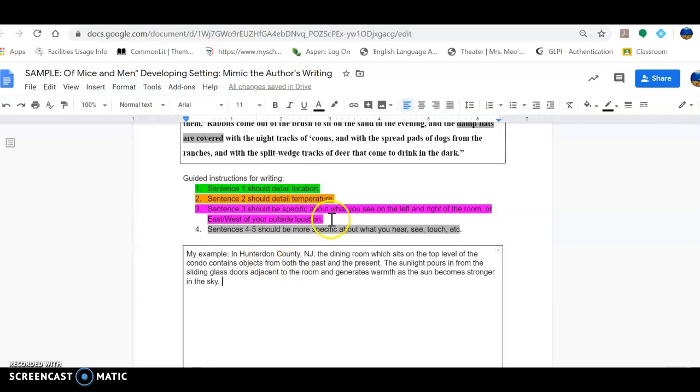For the third sentence, I want you to be specific about what you see on the left-hand side of the room, the right-hand side of the room, or east and west if you're outside.